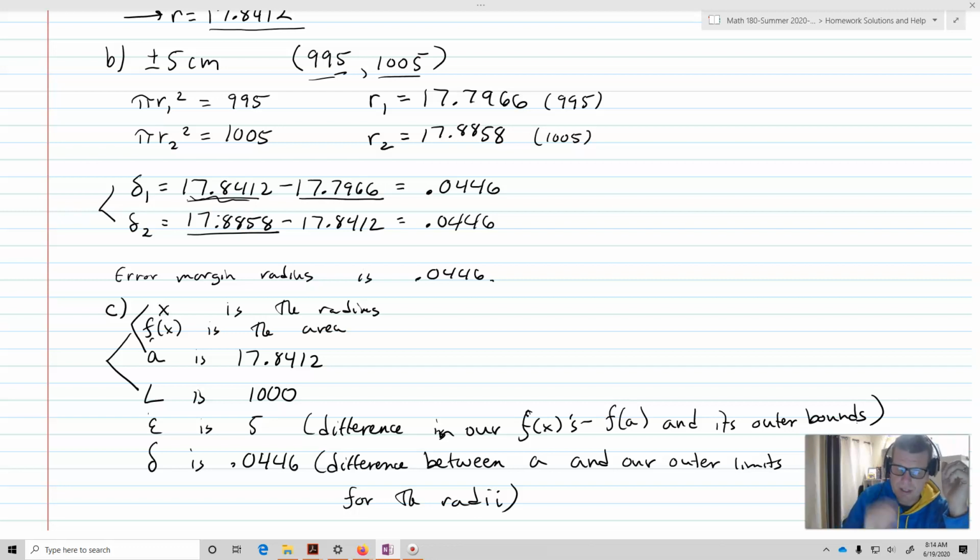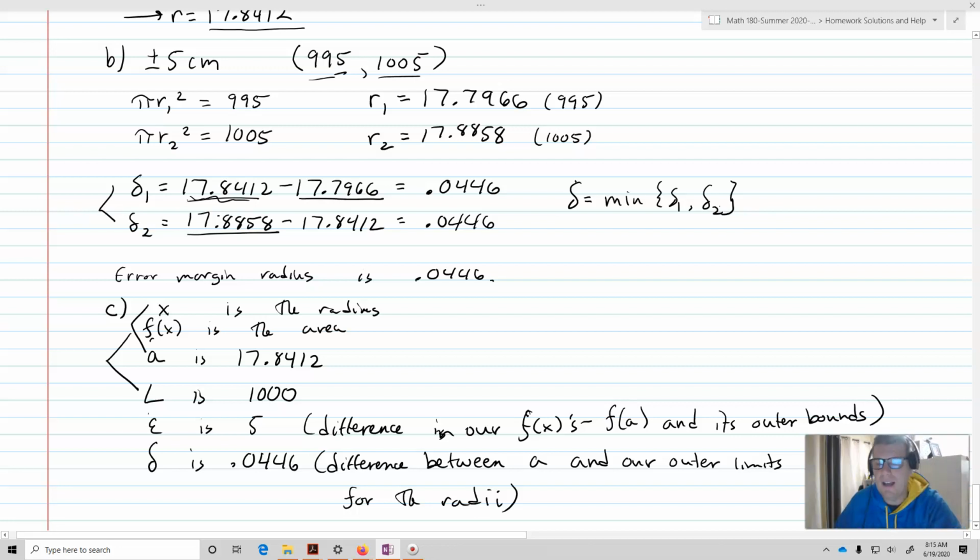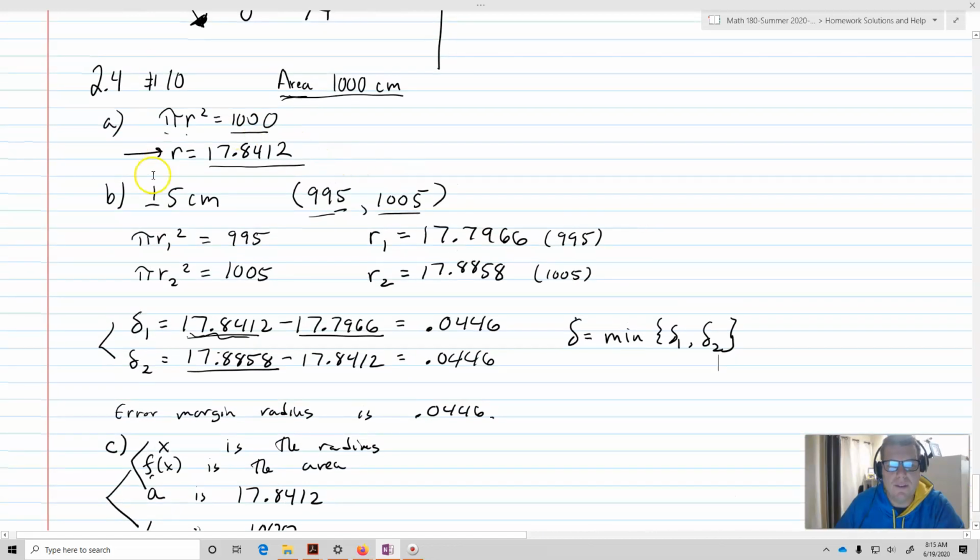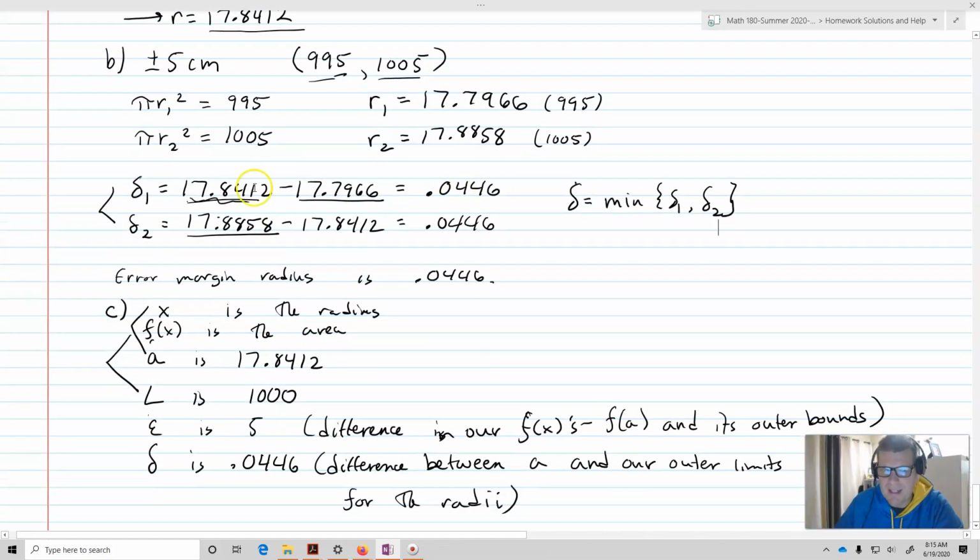One thing to focus on here: in this case, delta 1 was equal to delta 2. But remember, delta is going to be the minimum of delta 1 and delta 2 if you're doing your homework. So this completes the question. You've got some function, then we have an error bound, and you figure out what the radiuses are for the values of the areas on the error bound. Then we make an interpretation of this problem into the epsilon delta definition.